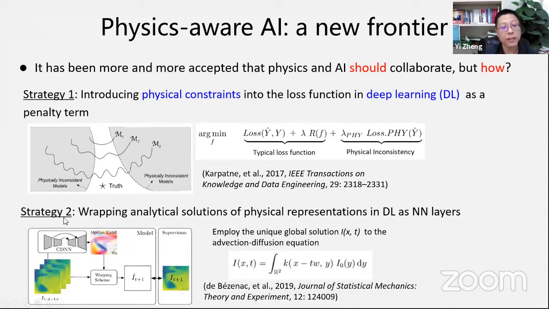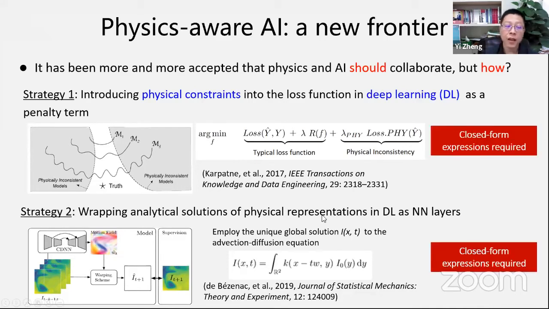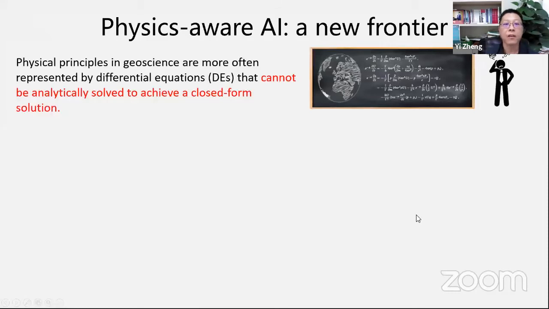A more innovative strategy is to wrap analytical solutions of physical representations in deep learning as neural network layers. Here is an example of employing the unique global solution to the advection-diffusion equations. It's a very innovative way. However, the problem is that either strategy needs closed-form equations. But in geoscience, the physical principles are more often represented by differential equations that cannot be analytically resolved to achieve a closed-form solution.